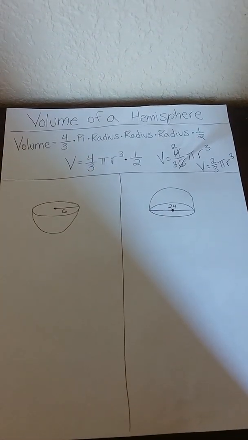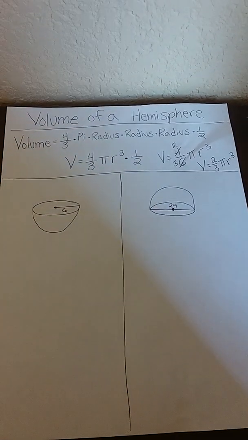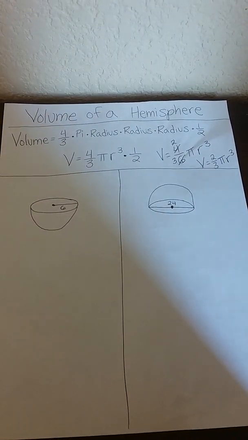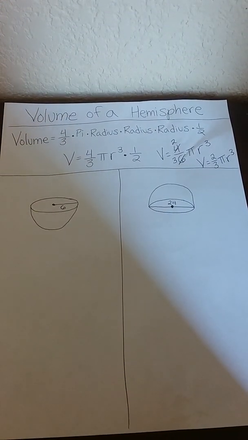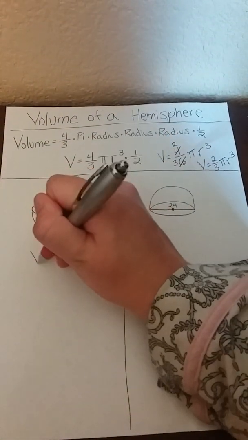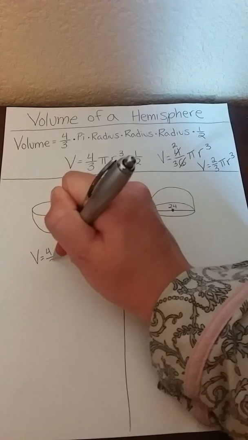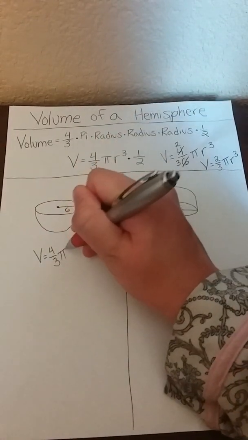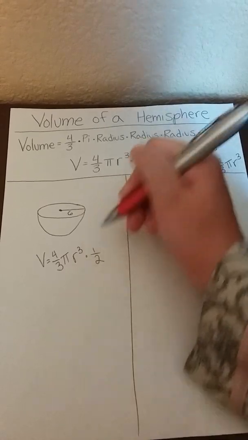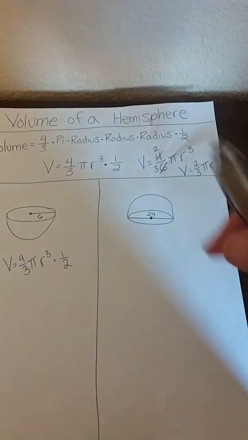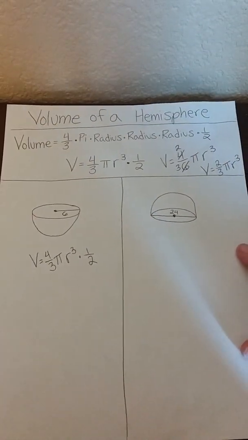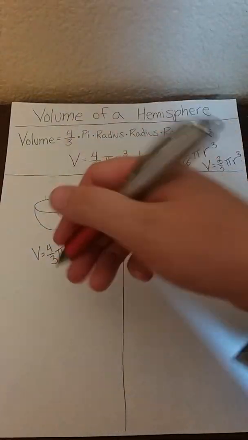So this first example is a hemisphere with a radius of 6. You can tell it's a radius because it goes from the center of the sphere, or of the hemisphere, to the edge of the hemisphere. So I'm going to use volume equals 4/3 times pi r cubed, and then times 1/2 since it's half a sphere. So this is the formula for a sphere, and then times 1/2 because it's only half of a sphere. I'm going to plug things in.